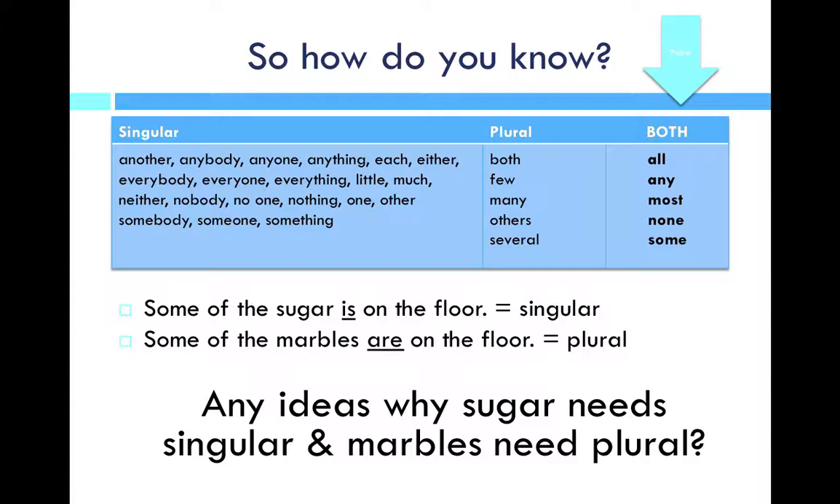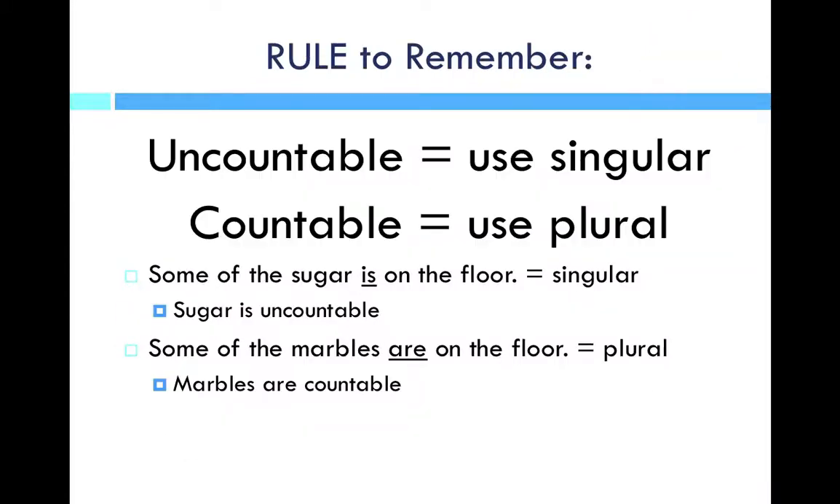So how do we know when to use singular or when to use plural with these indefinite pronouns? So here's the rule to use. If you can't possibly count how much there is, you use the singular. So for example, some of the sugar is on the floor, it's impossible to count how much sugar is on the floor. That's not really how sugar works. There's just like a big pile of it. So we use the singular is in that example.